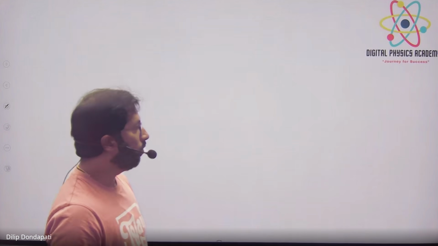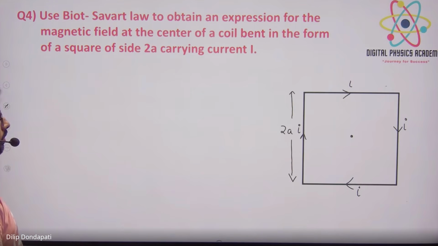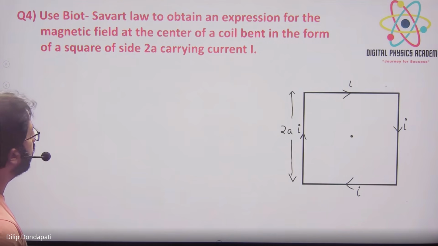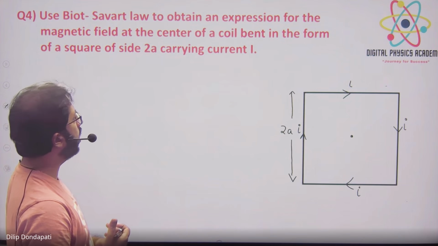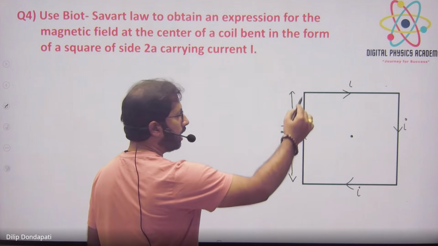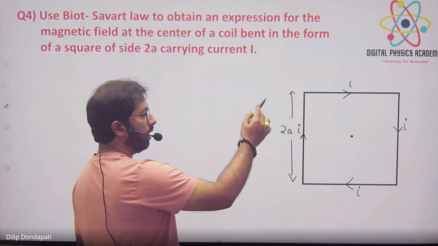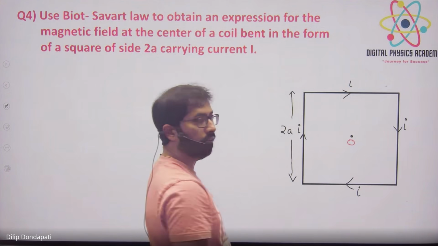Okay, so we are continuing with finite wire. We are taking some more numericals. Using Biot-Savart's law, obtain the expression for magnetic field at the center of a coil bent in the form of a square, with side 2A, carrying current I. I want the magnetic field at the center of the coil.